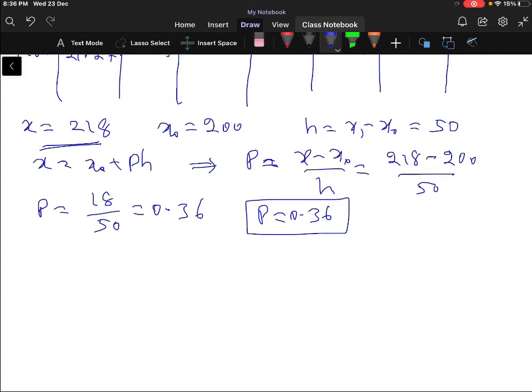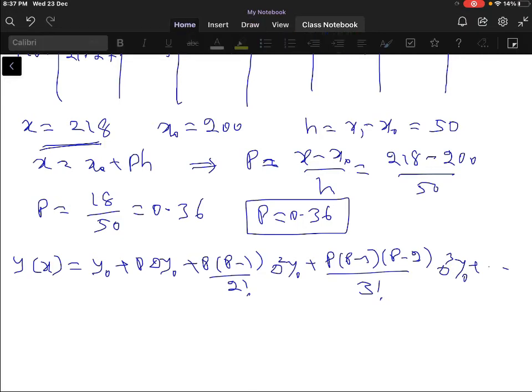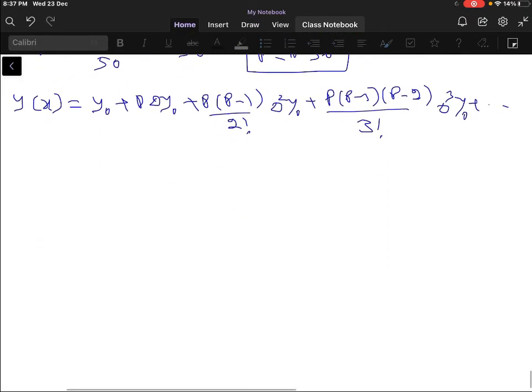Here x value 218 is near to the initial value of x, so therefore Newton's forward interpolation formula is appropriate. We have Newton's forward interpolation formula, that is y of x is equal to y naught plus p into delta y naught plus p into p minus 1 by 2 factorial into delta square y naught plus p into p minus 1 into p minus 2 by 3 factorial into delta cube y naught plus and so on.